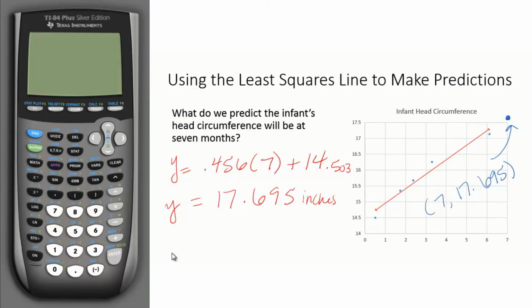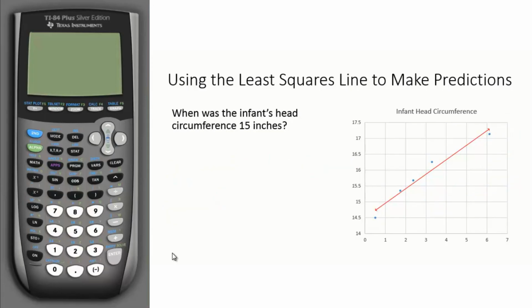We can also use the least squares line to approximate x values. For example, when was the infant's head circumference 15 inches? Here, we need to set y equal to 15 and solve for x. This will require a little bit of algebra, but nothing too tricky.